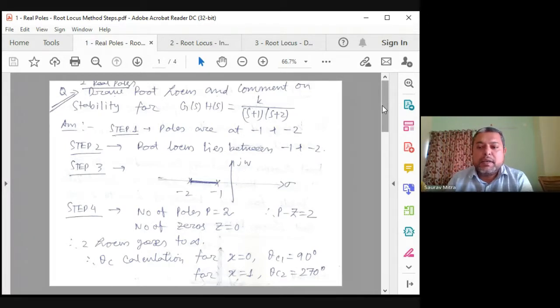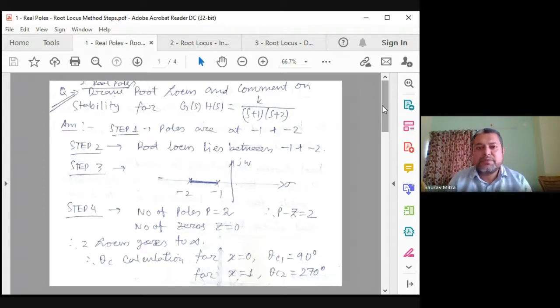It is G(s)H(s), that is, the open loop transfer function given is K divided by s plus 1, s plus 2. We are supposed to find the root locus. So first thing we are doing is solving all the steps. We don't know all the steps yet, but at least we are executing it.